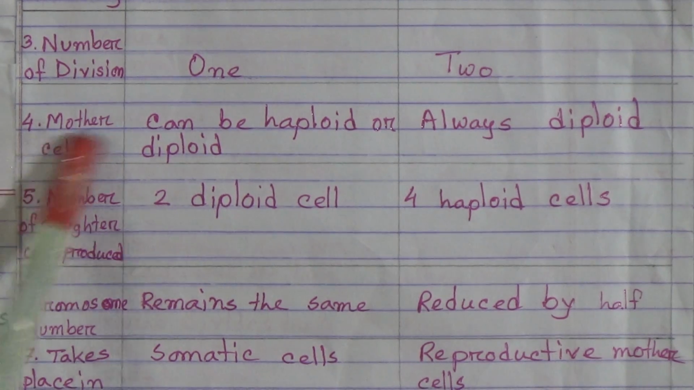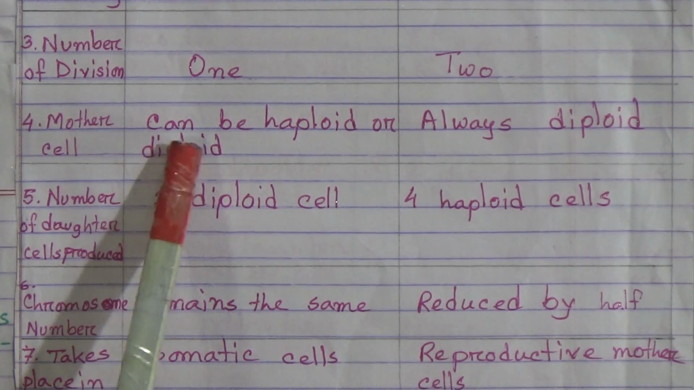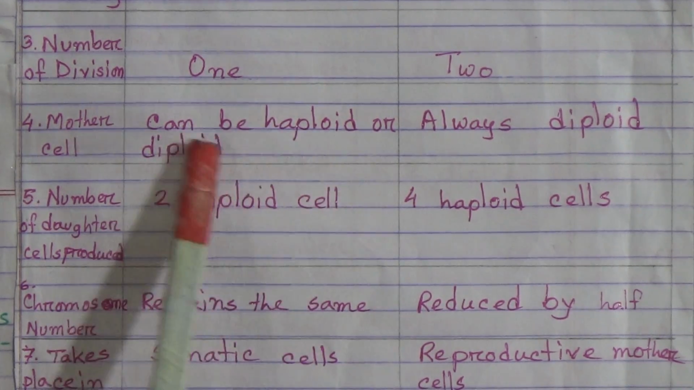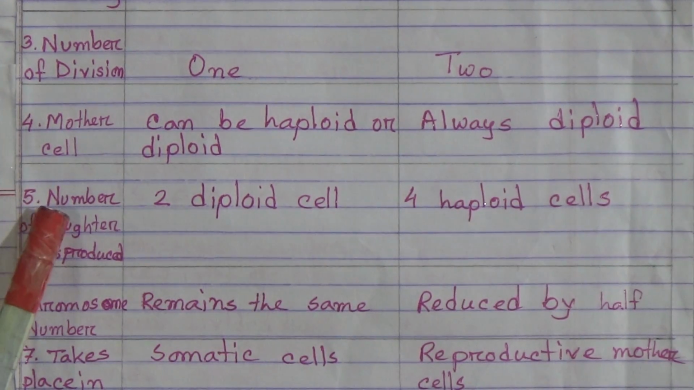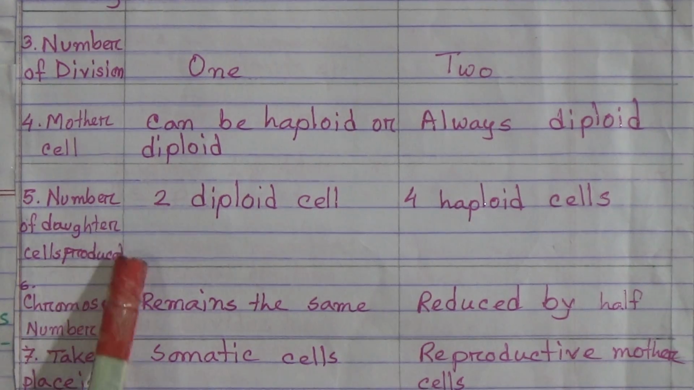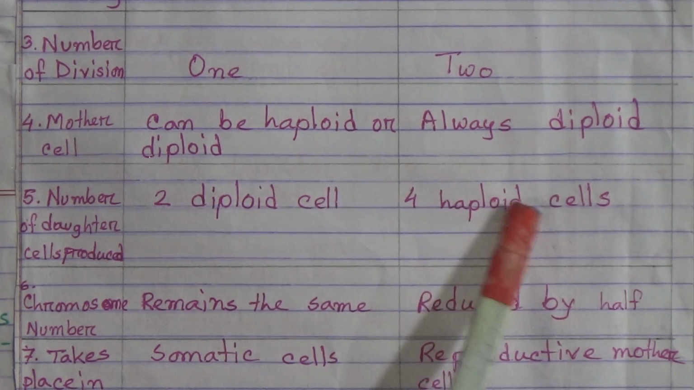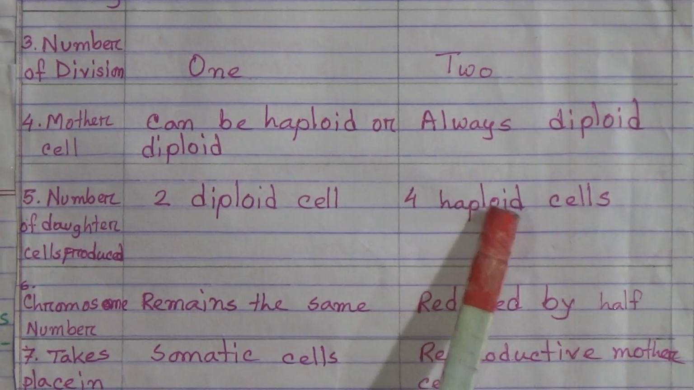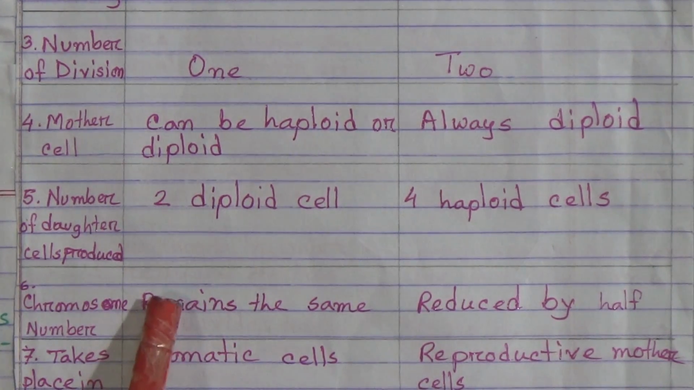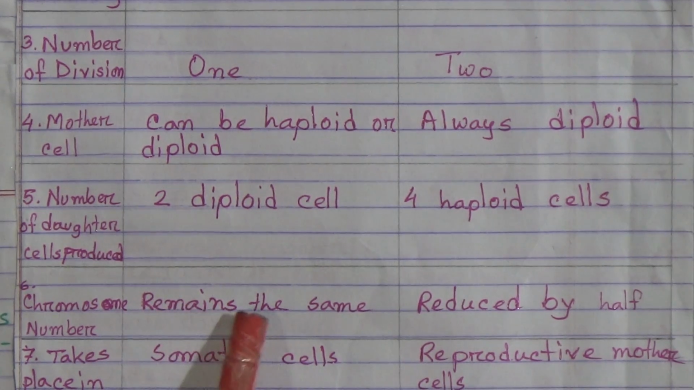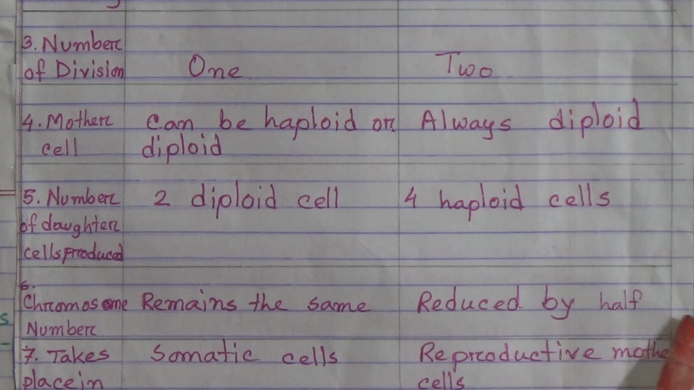Come to next one, mother cell. It can be haploid or diploid. In mitosis, the mother cell can be haploid or diploid. Now in meiosis, the mother cell is always diploid. Now come to the next point, the number of daughter cells produced. In mitosis, 2 diploid daughter cells are produced, and in meiosis 4 haploid daughter cells are produced. Come to the next point, chromosome number. In mitosis, the chromosome number remains the same, and in meiosis, the chromosome number is reduced by half.